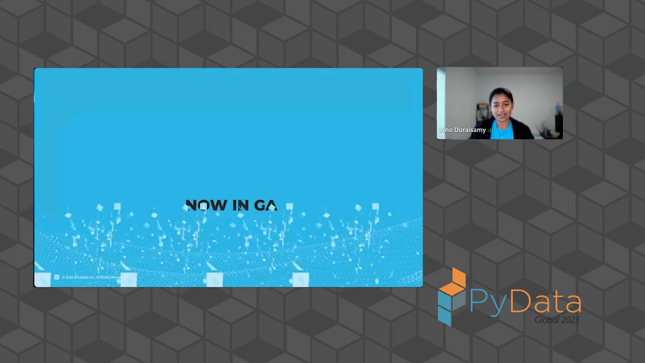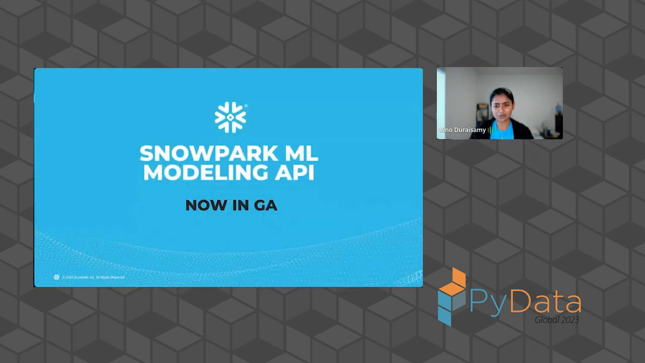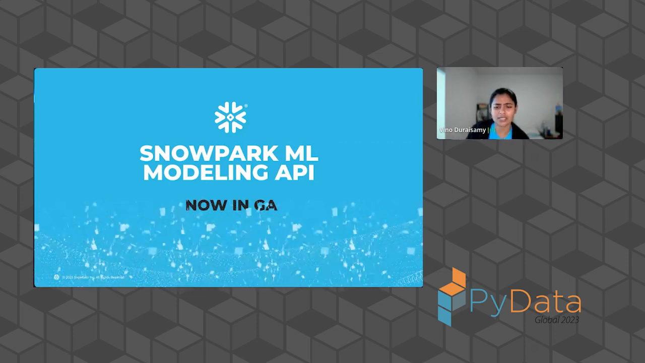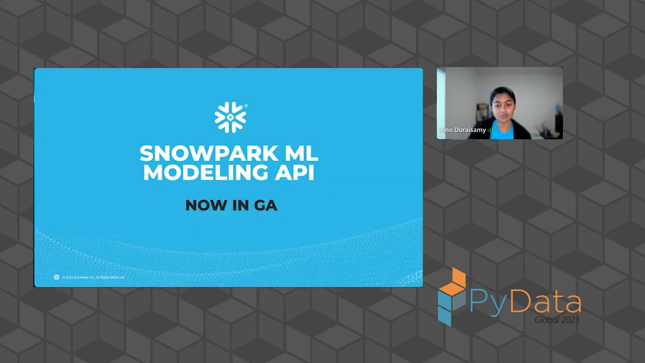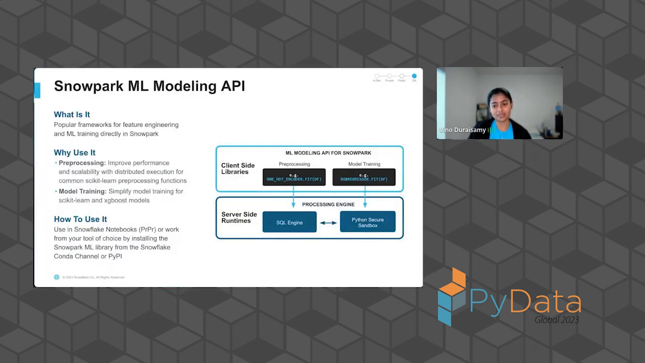And we have in GA today the Snowpark ML Modeling API. I think last week, as of the 5th of December, the modeling APIs became available in GA, which means you will now be able to use all the modeling functions in your ML workflow, even in production.